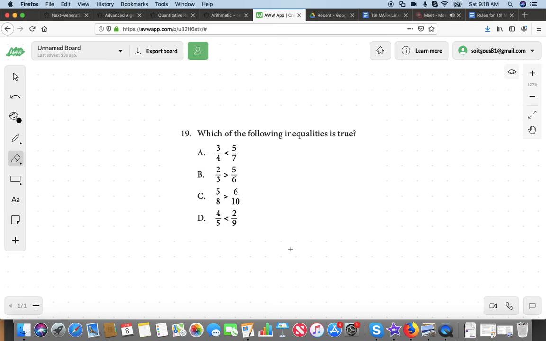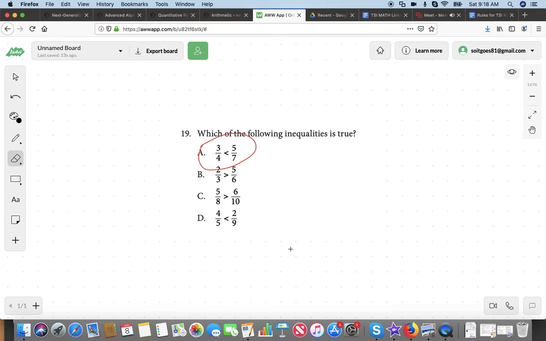Let's take answer choice A. We've got to find which inequality is true. How would you read answer choice A? This guy right here. 3/4 is greater than 5/7. It's actually the opposite. We'd read that as 3/4 is less than 5/7.